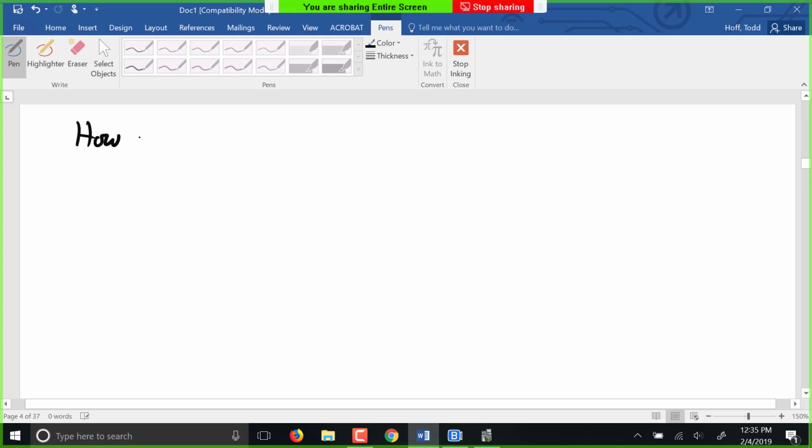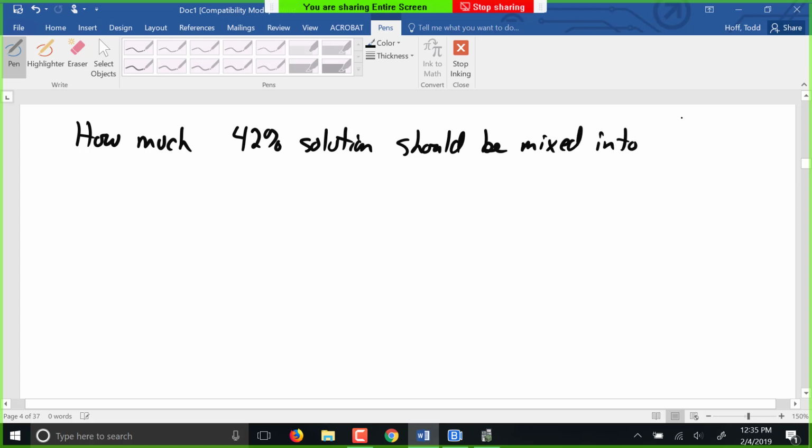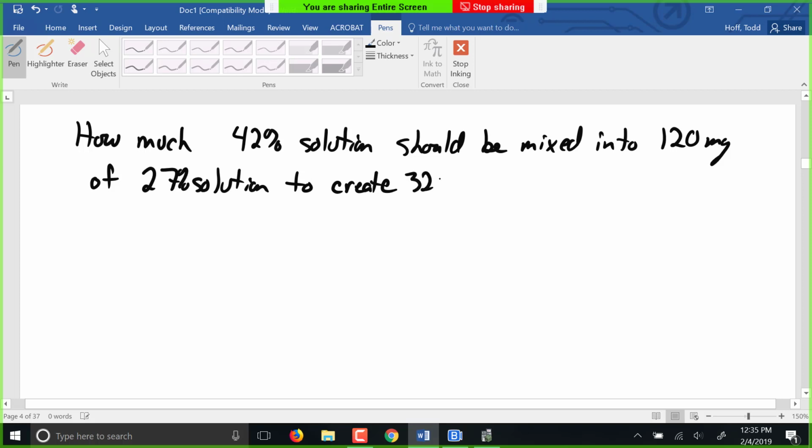Let's ask how much, for dealing with solutions, 42% solution should be mixed into 120 milligrams of, let's see here. Let's go 27% solution to create 32% solution.